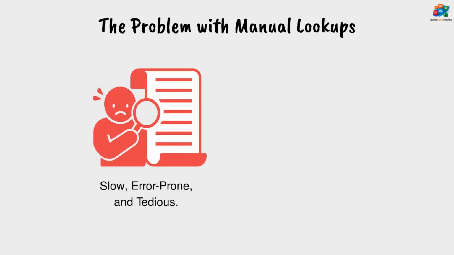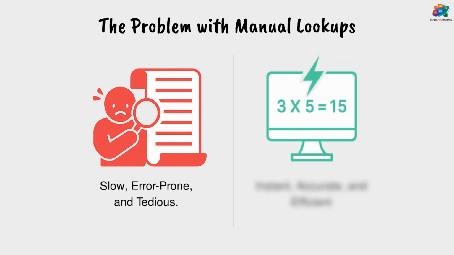Let's start with the problem with manual lookups. Many people still spend far too long trying to manually cross-reference data between large tables, which is incredibly slow, highly error-prone, and ultimately tedious. We want to move away from that inefficient process to something that is instant, accurate, and highly efficient. Learning these powerful lookup functions is the key to automating those time-consuming tasks and saving hours of work.